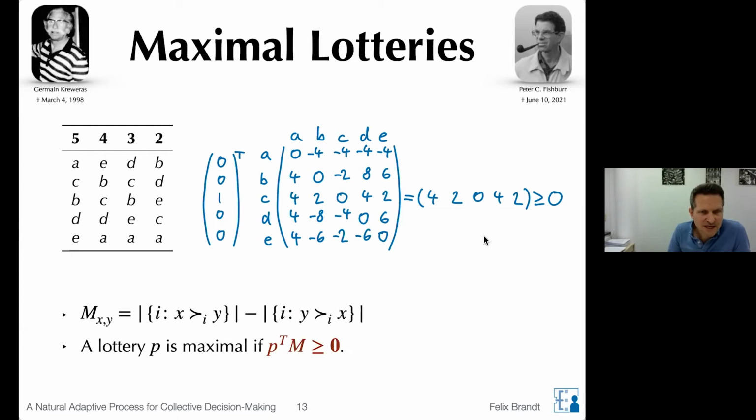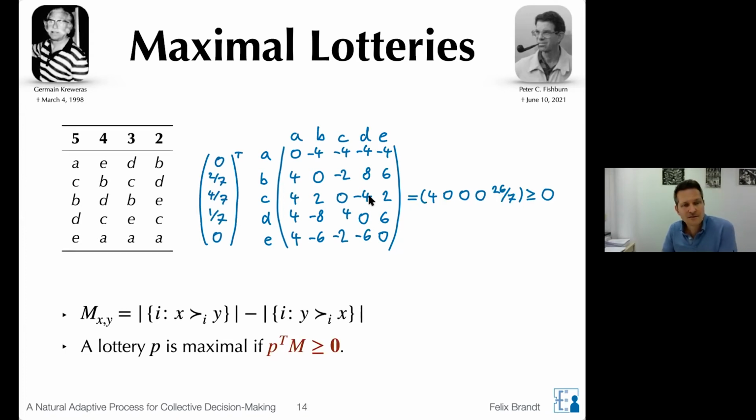So let's now change the preference profile a little bit. For these 4 voters here, we are swapping the preferences between C and D. And then C will not be a Condorcet winner anymore, because the 4 here will become a -4. Now there's no Condorcet winner in this profile anymore. Nevertheless, we do have a maximal lottery because they are guaranteed to exist. And just as in the previous example, we even have a unique maximal lottery.